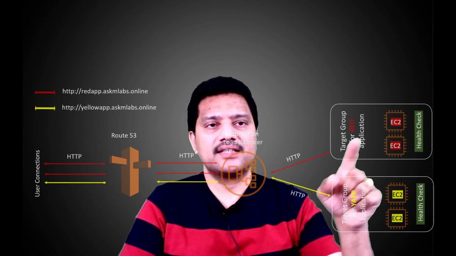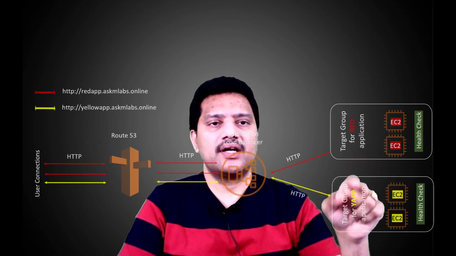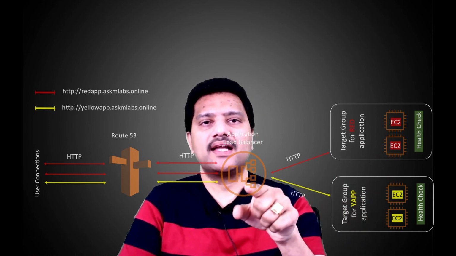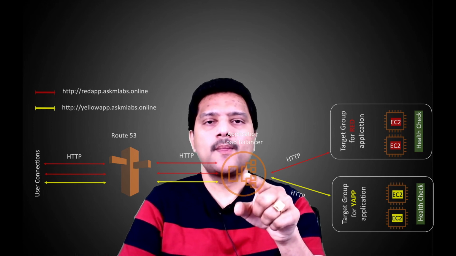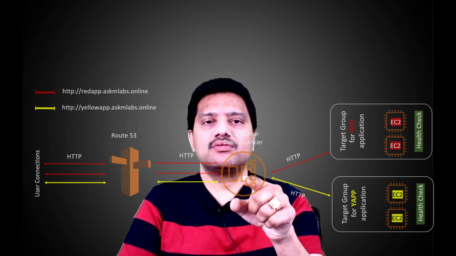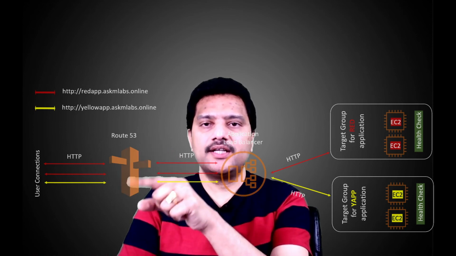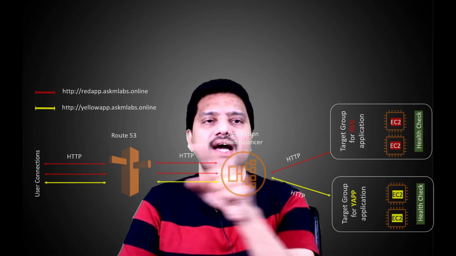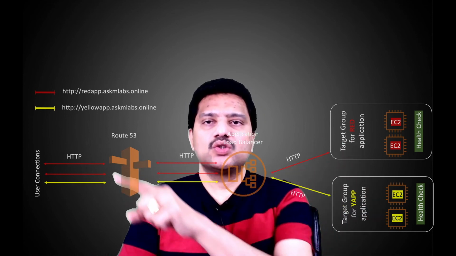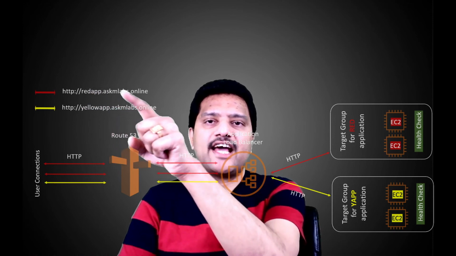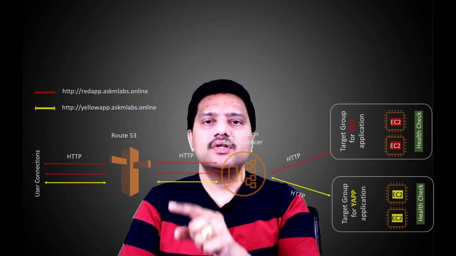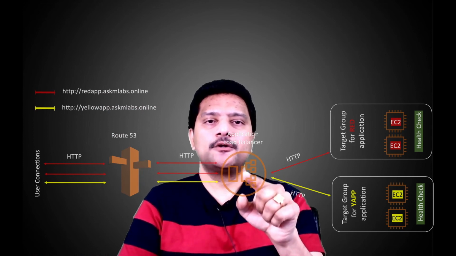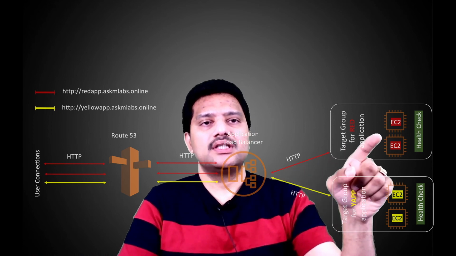The present setup has two apps, red app and yellow app, and these two apps are front ended by an application load balancer, which gets the requests from Route 53, and the clients are sending connections to Route 53 to access these apps. So, when the client accesses using the redapp.ascamlabs.online host name, Route 53 forwards those requests to the load balancer, and the load balancer forwards those requests to the red app.